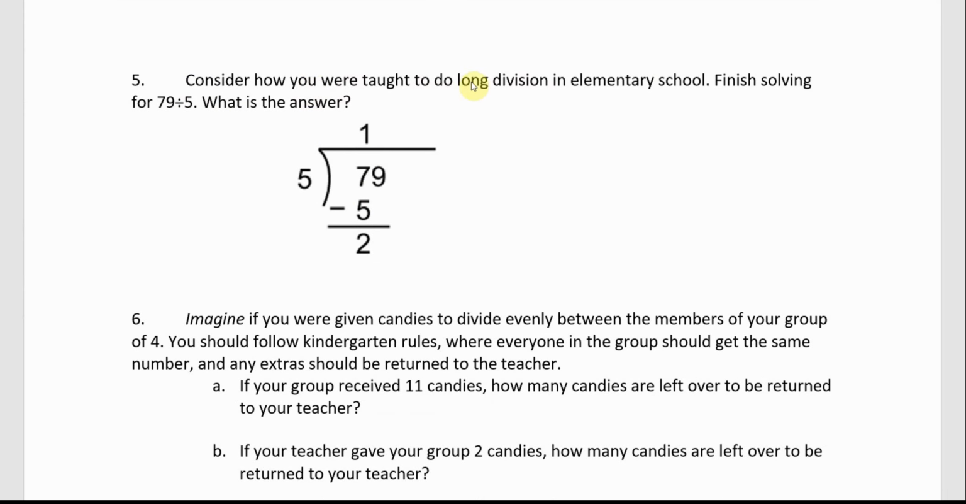Number 5 says, consider how you were taught to do long division in elementary school. Finish solving 79 divided by 5. What is the answer? Well, 5 goes into 7 once, so there's the 1. It leaves a remainder of 2. Bring the 9 down. 5 goes into 29 5 times, so there would be a 5 right here, and it leaves a remainder of 4. So it's 15 remainder 4.